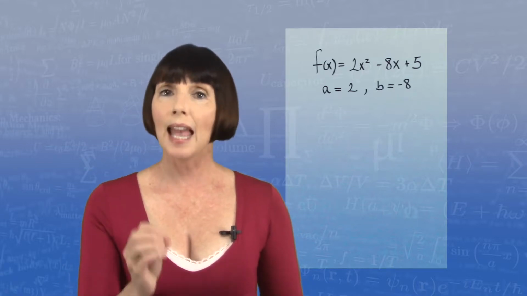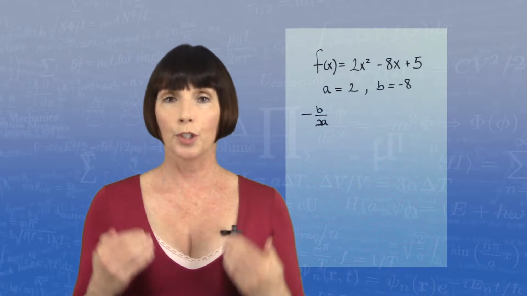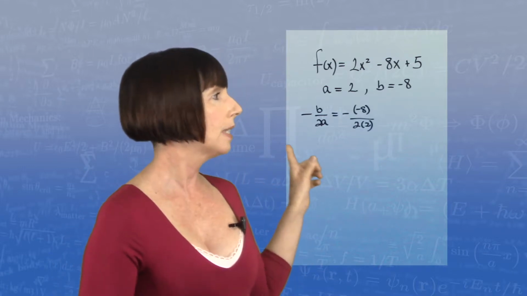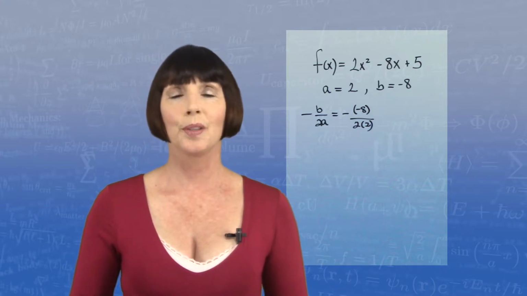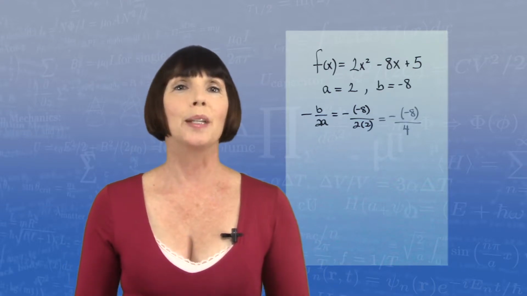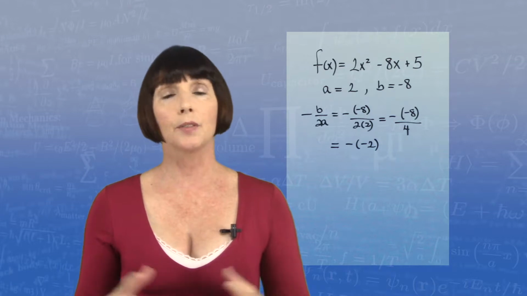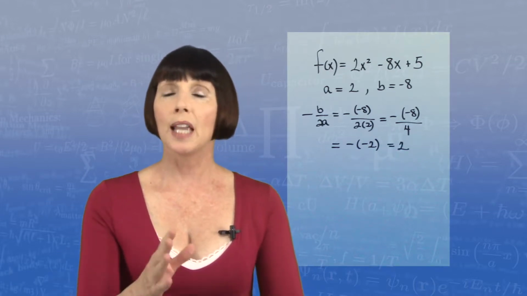Okay, so the x-coordinate of our vertex will be the opposite of b over 2a. So let's plug in our numbers. And we get the opposite of negative 8 over 2 times 2. Now let's evaluate. So we get the opposite of negative 8 over 2 times 2 is 4. Negative 8 over 4 is negative 2. The opposite of negative 2 is 2. So the x-coordinate of our vertex is 2.